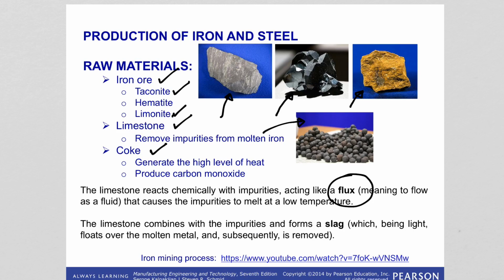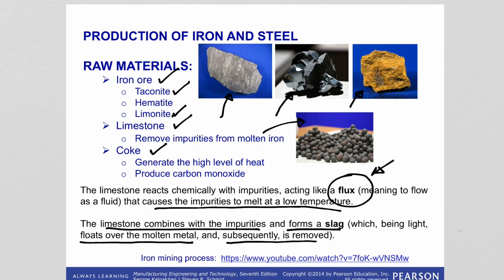Limestone is basically calcium carbonate, and it is used to remove impurities from molten iron. The limestone reacts chemically with impurities, and this acts like a flux and causes impurities to melt at a low temperature. Combining limestone with the impurities is what we call forming a slag. Slag is light and it floats over the molten metal, and this way we can remove it.